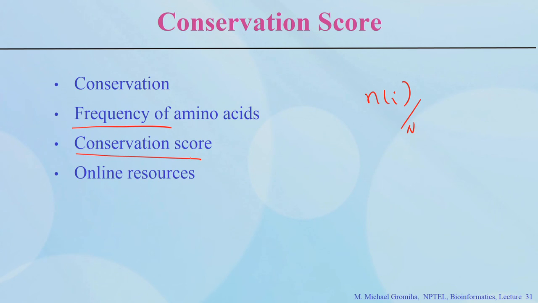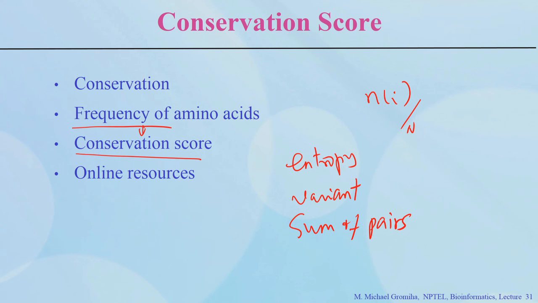How to convert to the score? What are the various ways to convert the frequency to a score? Entropy based, variance based, and sum of pairs. You can use different ways to get this.